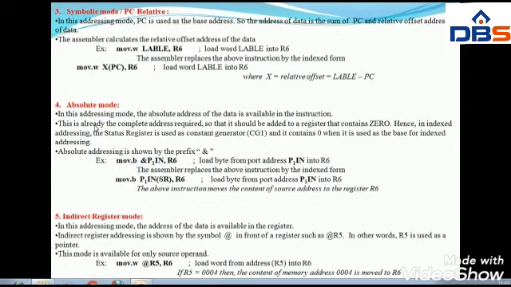Okay, so the next one is absolute mode. What is the meaning of absolute? Perfect. Here in this mode the absolute address of the data is available in the instruction. So the data which we need to access, or the data which we have to fetch, will be having an absolute address value.